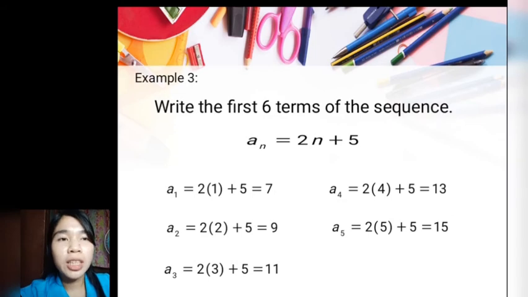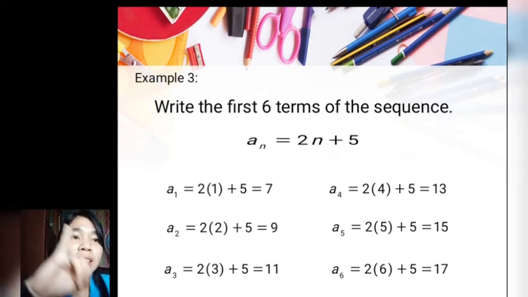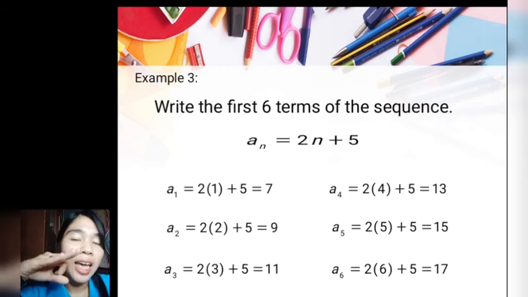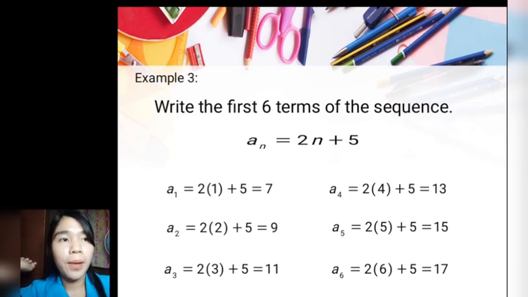Now, let's proceed to the last term, which is the sixth term. So, let the number of the term be 6. So, we have the equation a sub 6 is equal to 2 times 6 plus 5. So, 2 times 6 is equal to 12 plus 5. It will become 17. So, the first 6 terms of the sequence are 7, 9, 11, 13, 15, and 17.